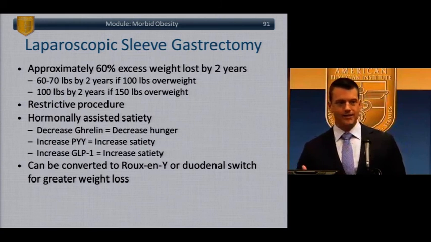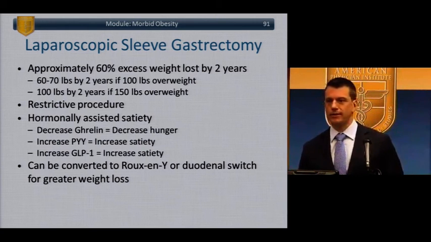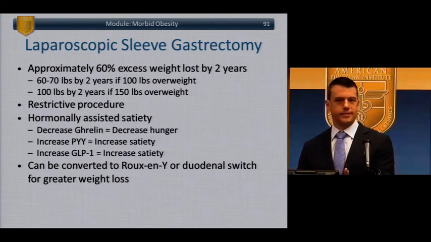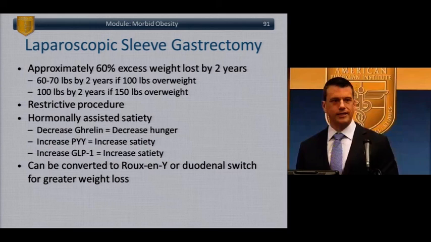This is a slightly lesser procedure, a little bit safer, a little bit easier to accomplish because really it's just stapling off that portion of the stomach after you put in a bougie. So it's a little safer, a little easier to do.